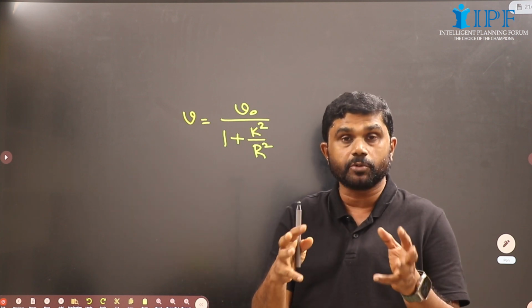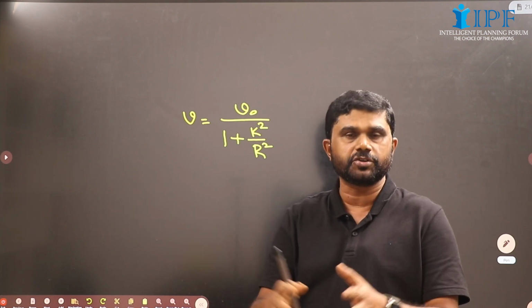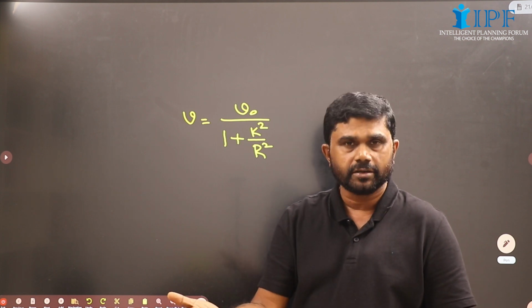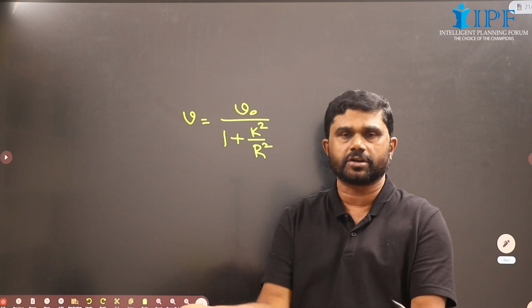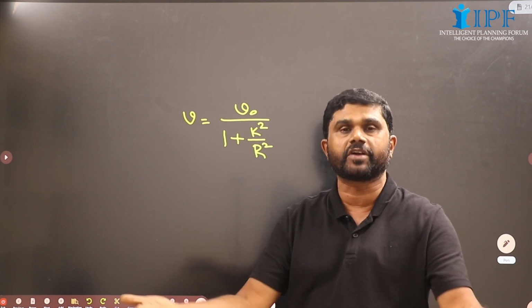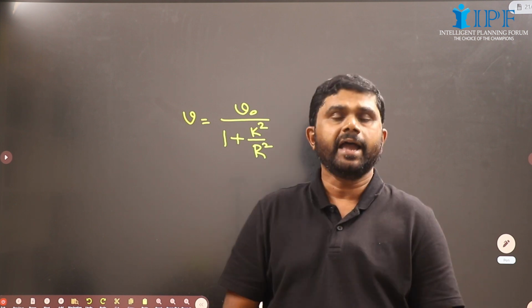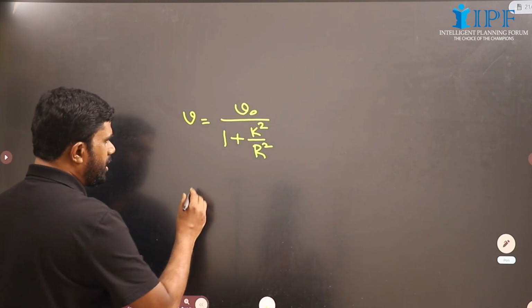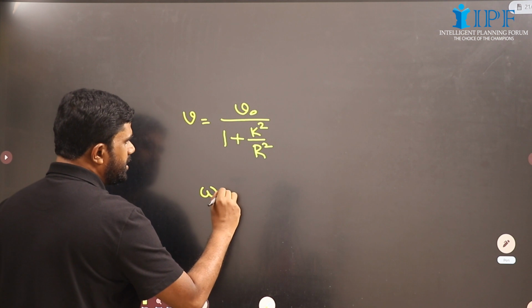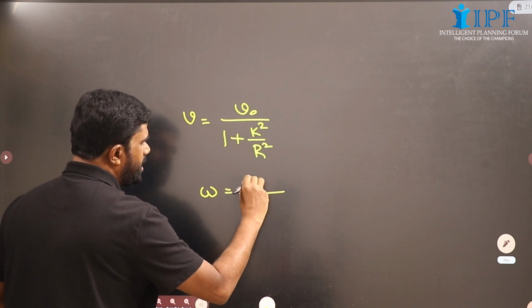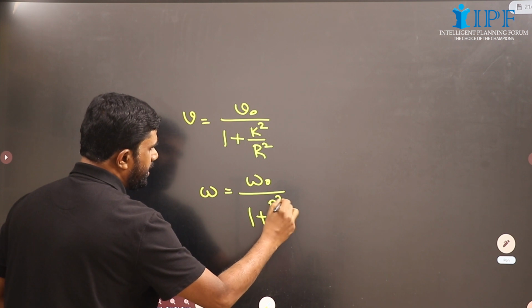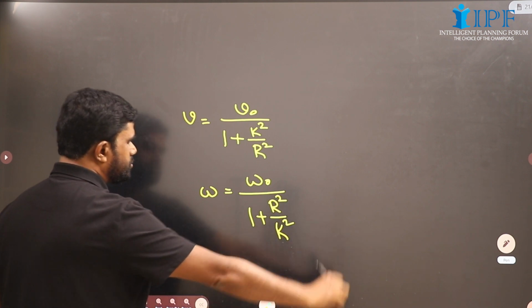If a spinning body is kept on a rough horizontal surface, the body will again start rolling before it comes to rest or before it falls or overturns. And what would be the angular velocity when it starts pure rolling? That is omega equal to omega 0 divided by 1 plus r square divided by k square.